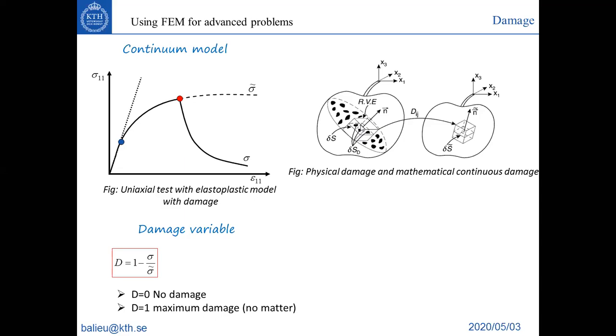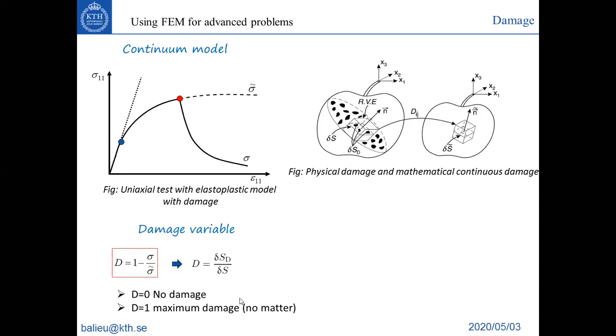So there is also an area due to this micro void or micro cracks. So this D is a ratio between the damaged area and the resisting area. So that's why when D is equal to 1, that means the damaged area is equal to the resisting area, to the cross section.